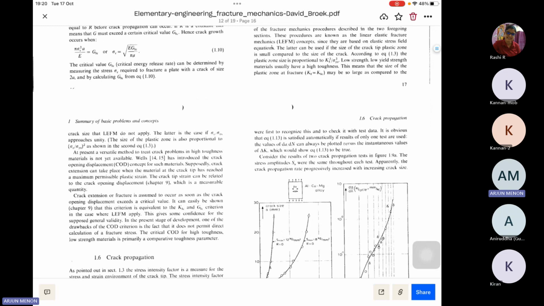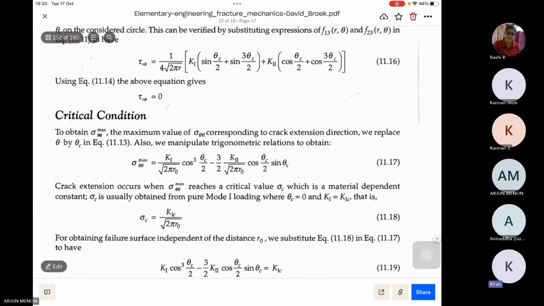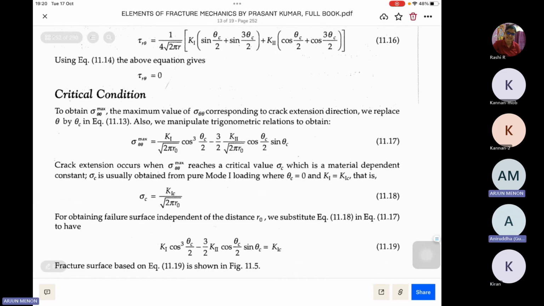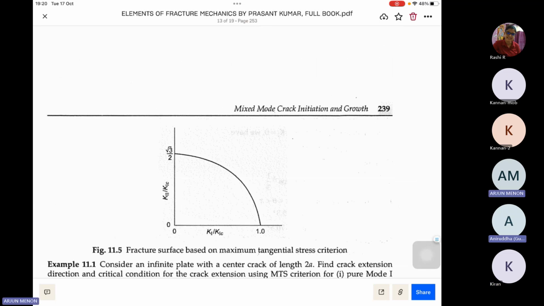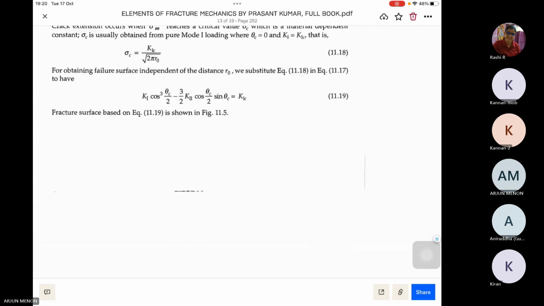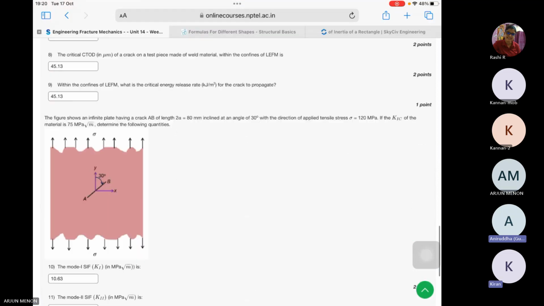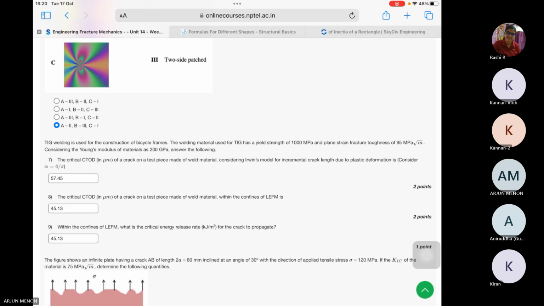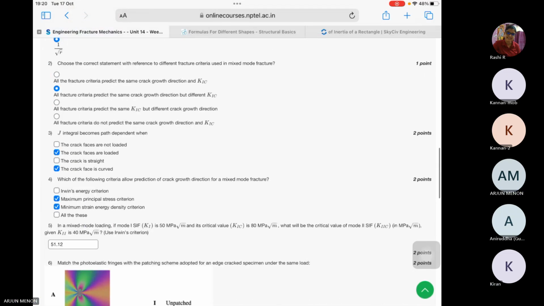Kiran, any suggestion? Even this book also I read. If I find something, I will post it. Yeah, please. That's about it, right? Any other question?